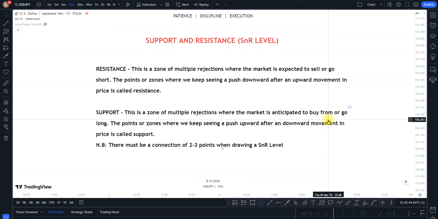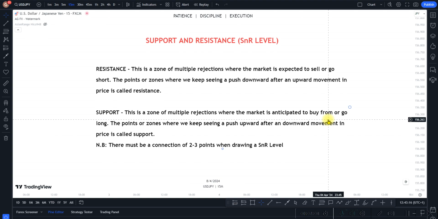And then support is the opposite of resistance. This is a zone of multiple rejections where the market is anticipated to buy from or to go long. So the points or zones where we keep seeing a push upward after a downward movement in price are called support. And we need to know that there must be a connection of 2 to 3 points when we are drawing this S and R level. We'll look at this shortly.